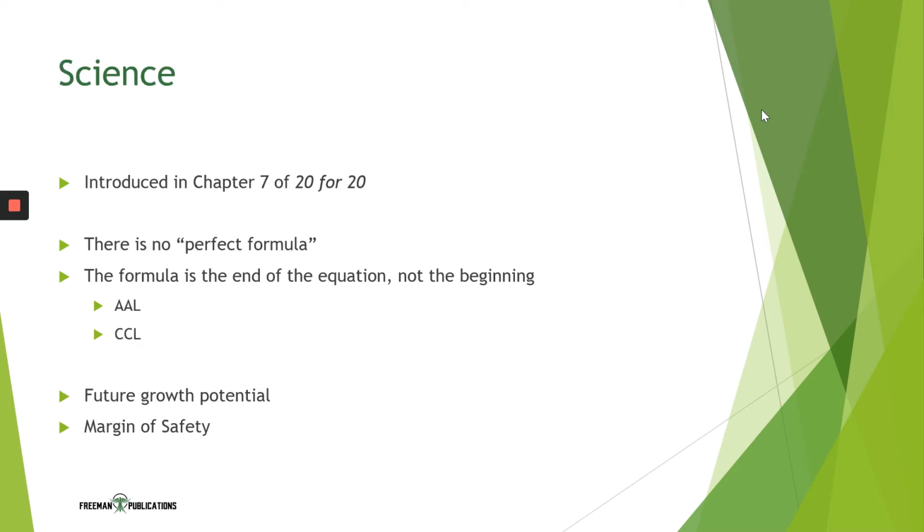Then we move on to the science part, and that's what's covered in chapter 7 of 20 for 20. And that's what we're going to focus more on in this course. And that is, there is no perfect formula. If there was a perfect formula, we would all just use the same one. But there is no perfect formula for valuing a business. And the formula itself is the end of the equation, not the beginning.